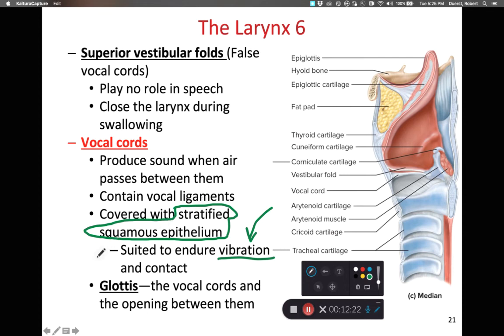We also are going to have the glottis, and the glottis is very poorly shown in this mid-sagittal slice. The glottis is the opening in between the vocal cords right here. And that glottis can change in diameter based on the tightness or the amount of tension that's being put on the vocal cords themselves.